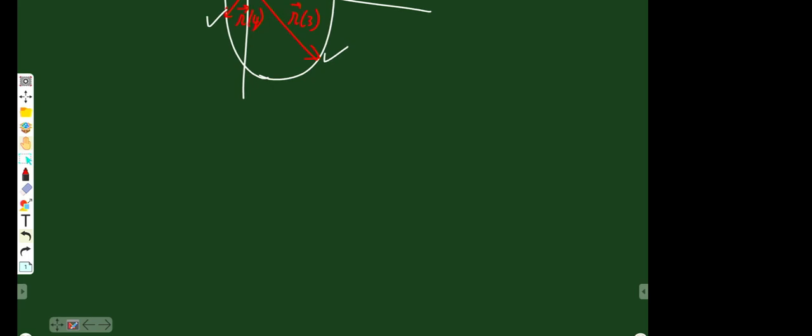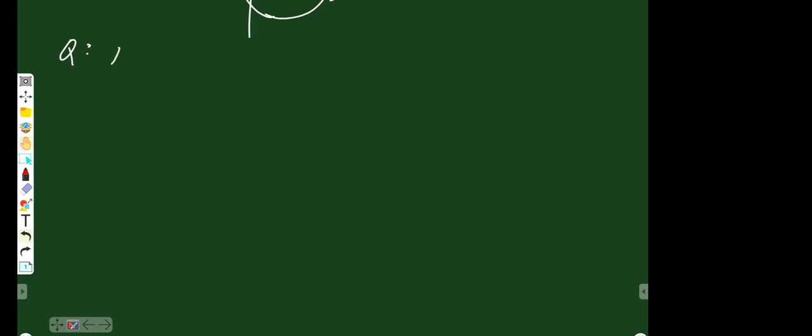So now, if you go to this, think about this. r(t) is equal to 2 sec t i plus tan t j. Two sec t i plus tan t j. Okay, find the trajectory now. Quick.